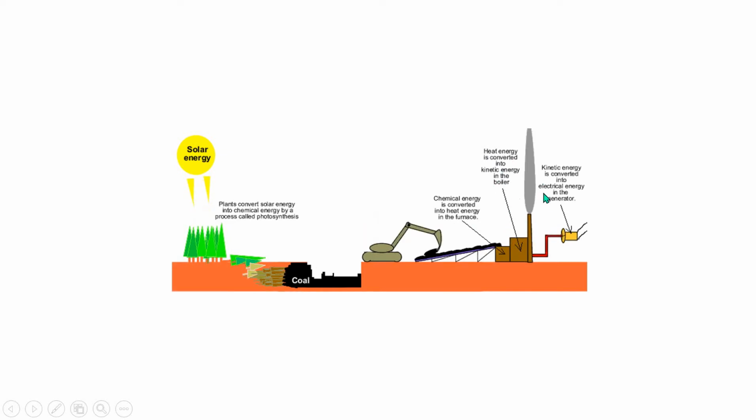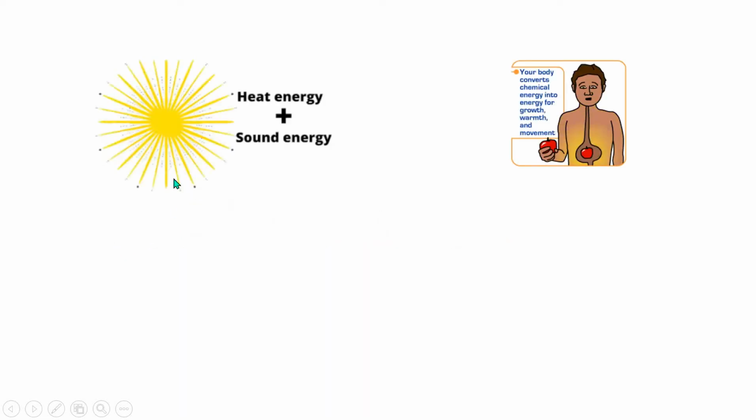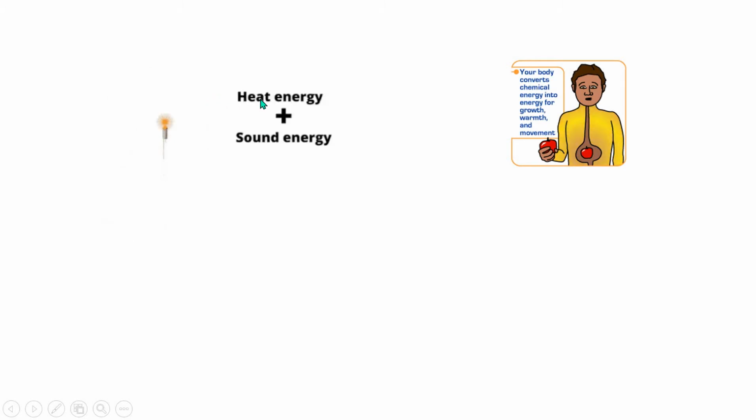Here the chemical energy is changing into heat energy, and then heat energy is converted into kinetic energy in the boiler, and this kinetic energy is converted into electrical energy in the generator. And here the electricity is generated with this kinetic energy. This is chemical energy, like crackers, which is converted into heat energy and sound energy.